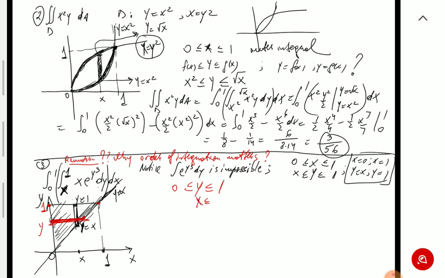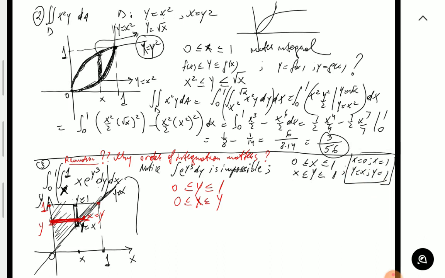For x, I'm sorry, in terms of y. So on the left, clearly x starts from 0. On the right, x starts from whatever x is in terms of y. So this is pretty straightforward, right? y as a function of x is y equals x. x as a function of y is x equals y. So the outermost bounds for x, the innermost bounds for x are 0 and y.